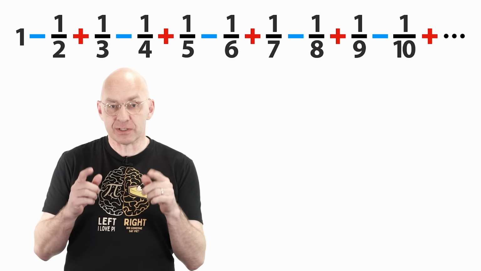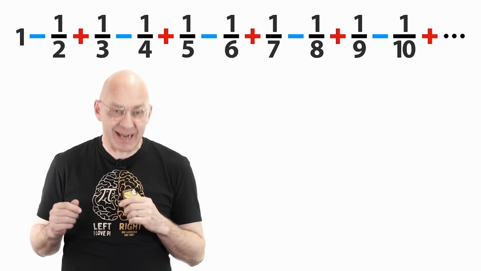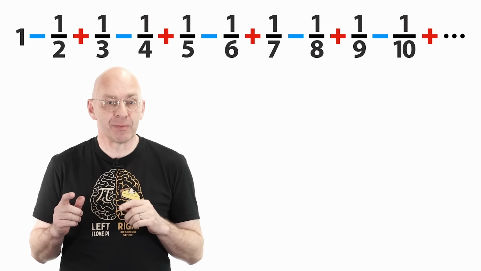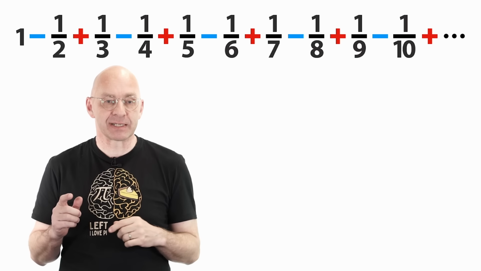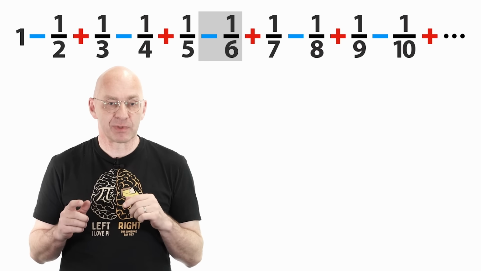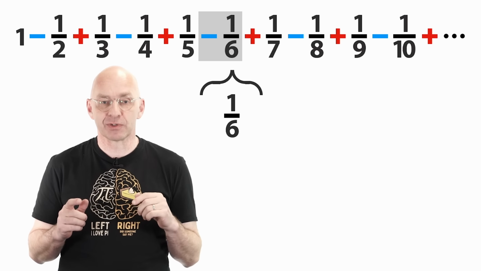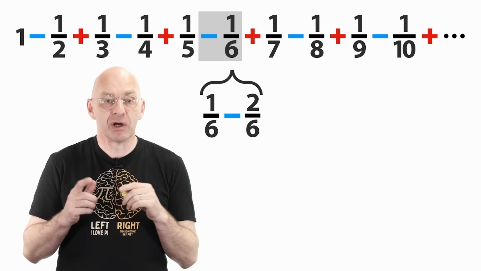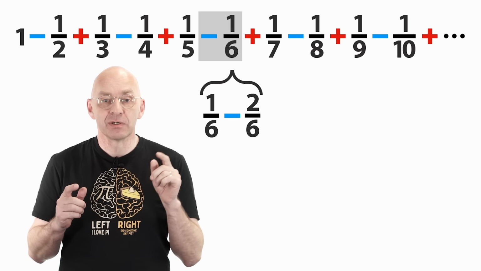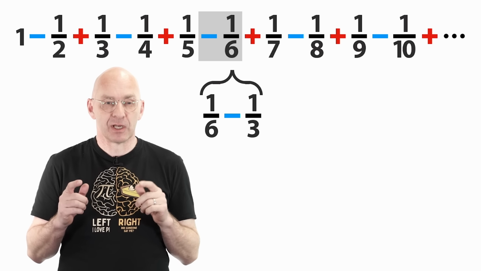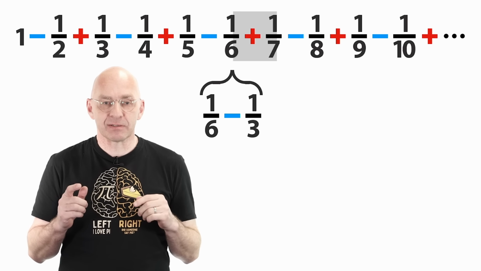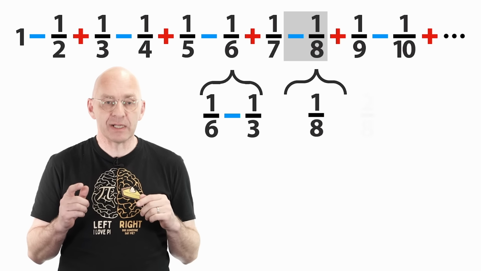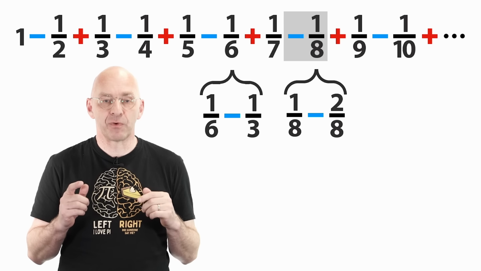Okay, so first, where is that paradox hiding? Well, here we go. Let's focus on one of the negative even denominator terms, say minus 1/6. Let's rewrite minus 1/6 as 1/6 minus 2/6, right? 1/6 minus 2/6, that's minus 1/6. Okay, now 2/6 simplifies to 1/3. Do the same for minus 1/8, so that minus 1/8 equals 1/8 minus 2/8. And 2/8 simplifies to 1/4.